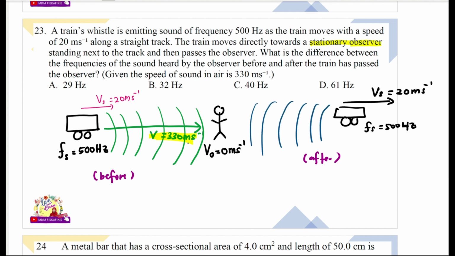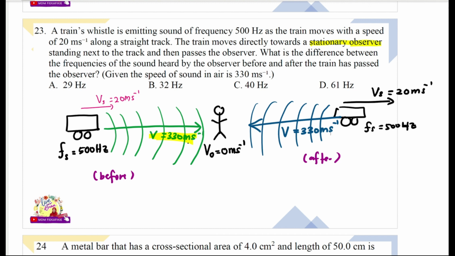Macam ni. Okay, so V dia ke sini. So the speed of sound in air is equal to 330 meter per second. Okay, penting kenapa saya lukis? Sebab supaya awak tak silap positif and negatif. Kalau you hafal okay, tapi kalau you tersilap, you kena lukis lah.